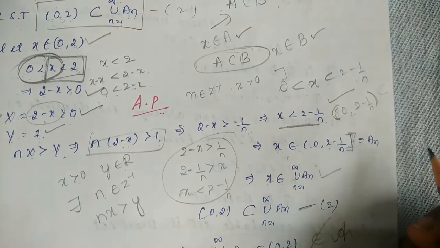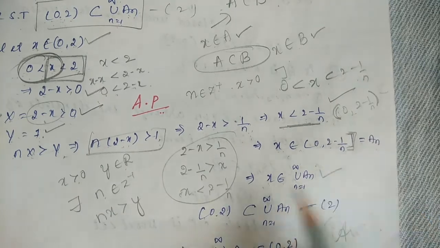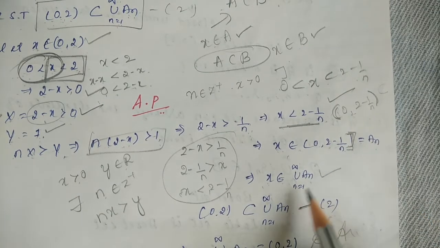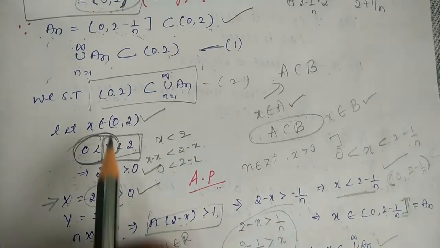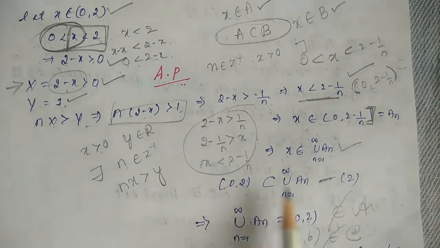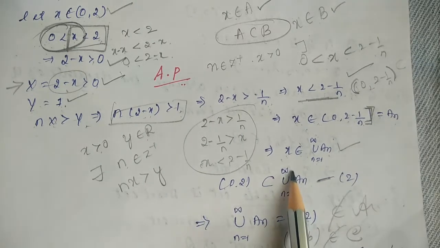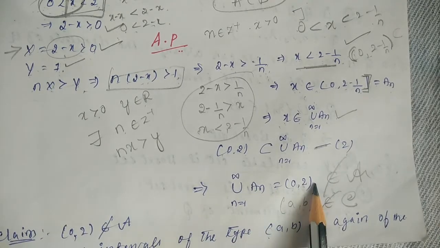That superset is what? [0, 2 minus 1 by n], which is a_n. So x belongs to a_n. It means x belongs to the union of a_n for n from 1 to infinity. Therefore, where we consider x in (0, 2), we get the union of a_n. Therefore, (0, 2) is a subset of the union of a_n. Mark it as 2. From 1 and 2, we conclude that the union of a_n is equal to (0, 2).